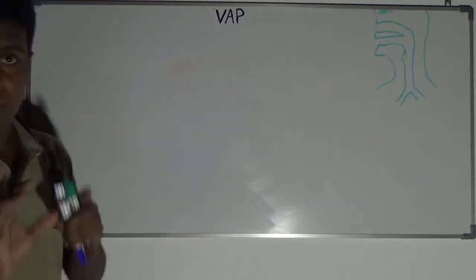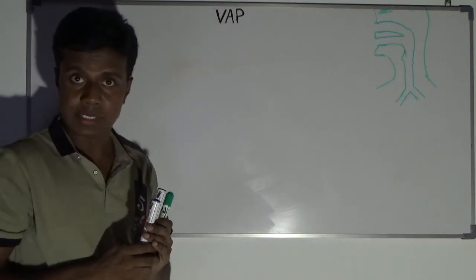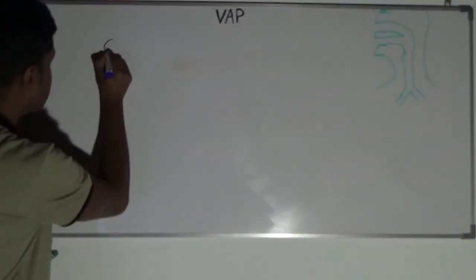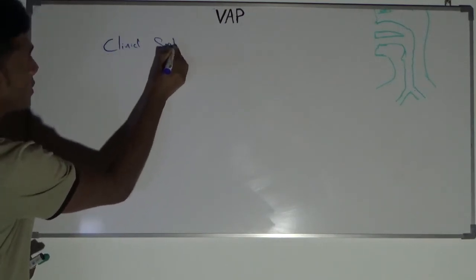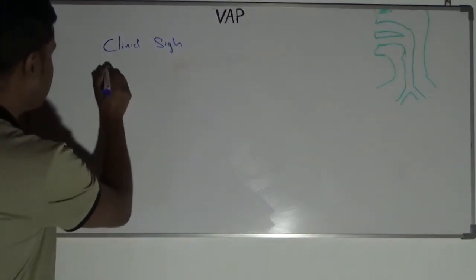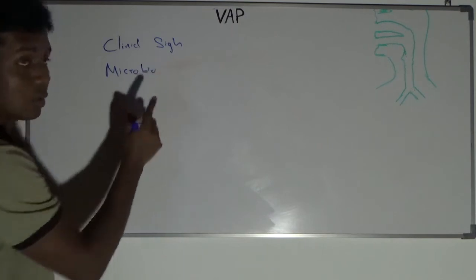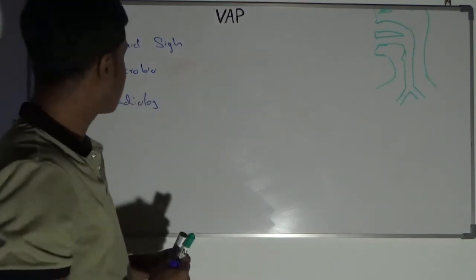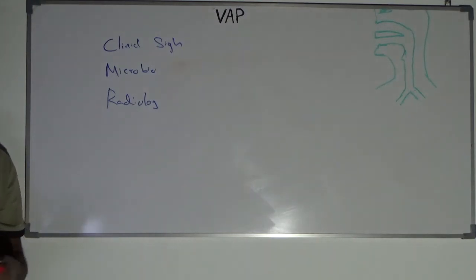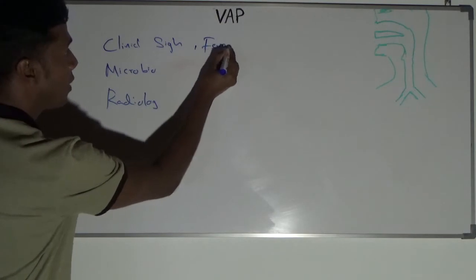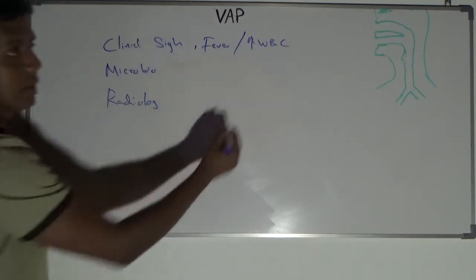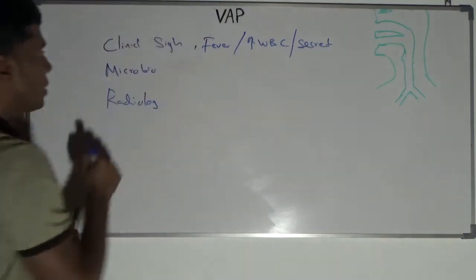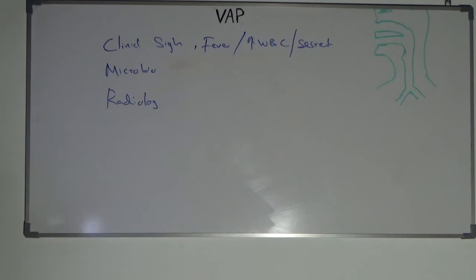Before I move into the possible organisms, ventilator acquired pneumonia has diagnostic criteria. One, there should be clinical signs. Number two, there should be microbiological evidence. Number three, there should be radiological evidence. We'll see what the clinical signs are. The patient should be pyrexial. The patient can have fever, high WBC or a large amount of secretions.